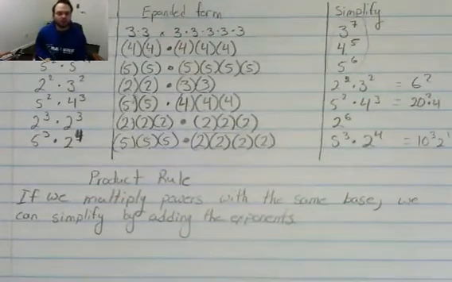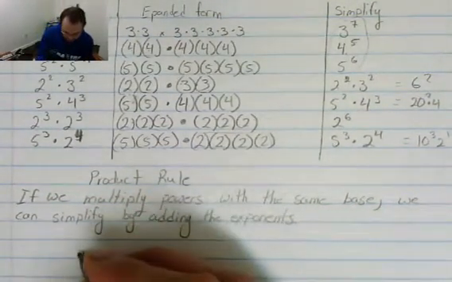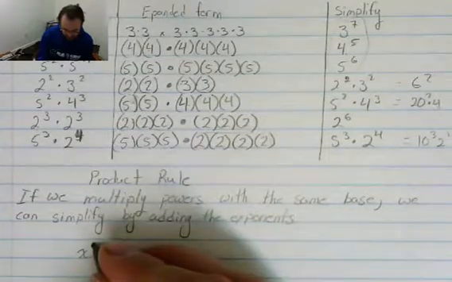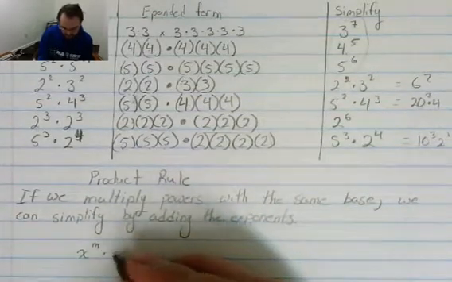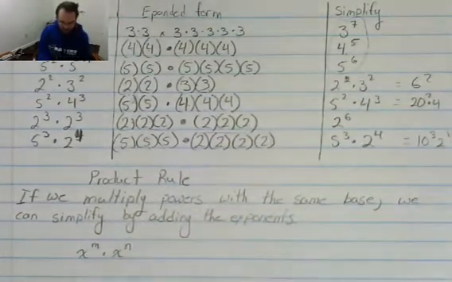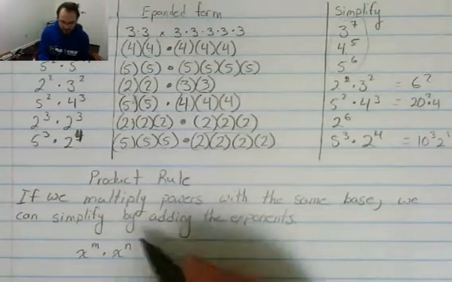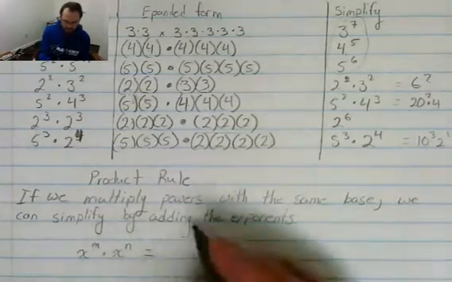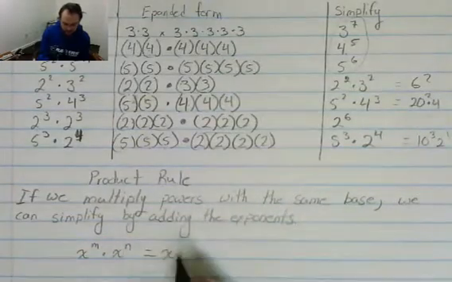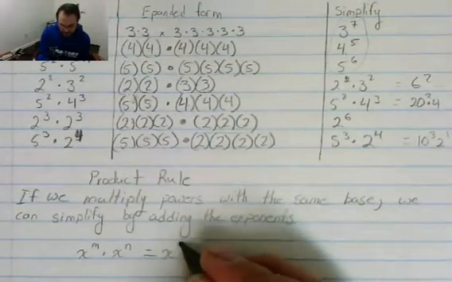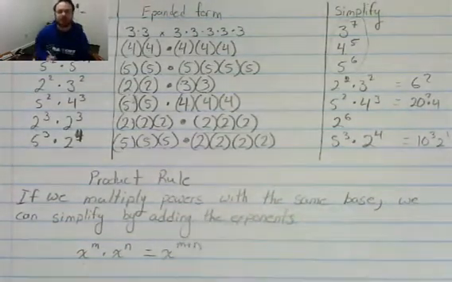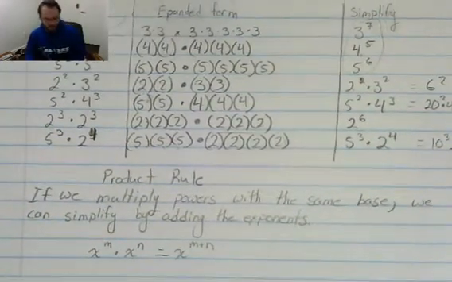Okay, so what that means is if I have two bases that are the same, so x to the m multiplied by x to the n, we have two bases the same. Now we're multiplying them together. That means we can just add our powers together. So my base is going to stay the same, and we just add our powers, which gives me x to the m plus n.